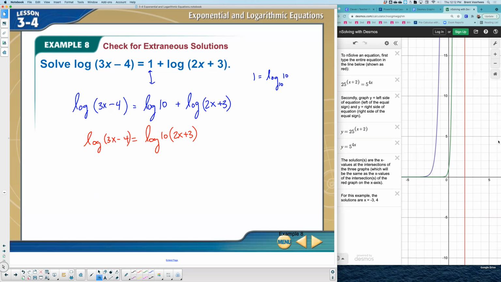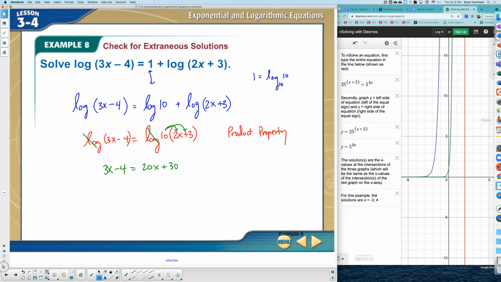That was the product property. Let me write that right here. Product property. Now that I have this one-to-one, we will simplify the logs out. And so 3x minus 4 is going to equal, and I'll distribute here, 20x plus 30.